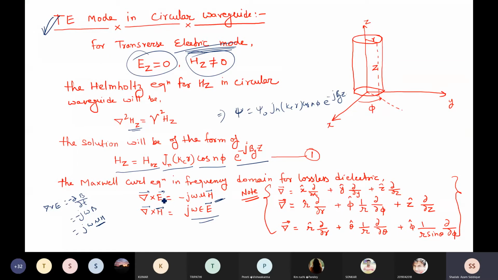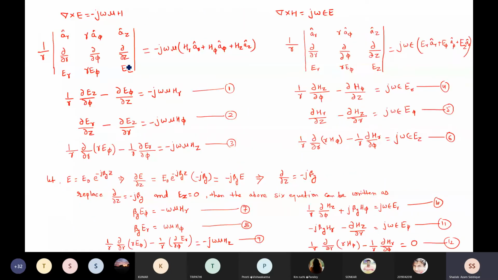We'll find the curl in the cylindrical coordinate system, and we'll try to find Er, E phi, and Ez. The curl equation in the cylindrical coordinate system can be written directly here. We have taken 1 by r outside, so it can be written as a determinant with ar, r a phi, az, and del upon del r, del upon del phi, del upon del z. Otherwise, if you want, you can multiply 1 by r inside, so we get ar divided by r, a phi, and az divided by r. Either way, you can represent it and find it out.